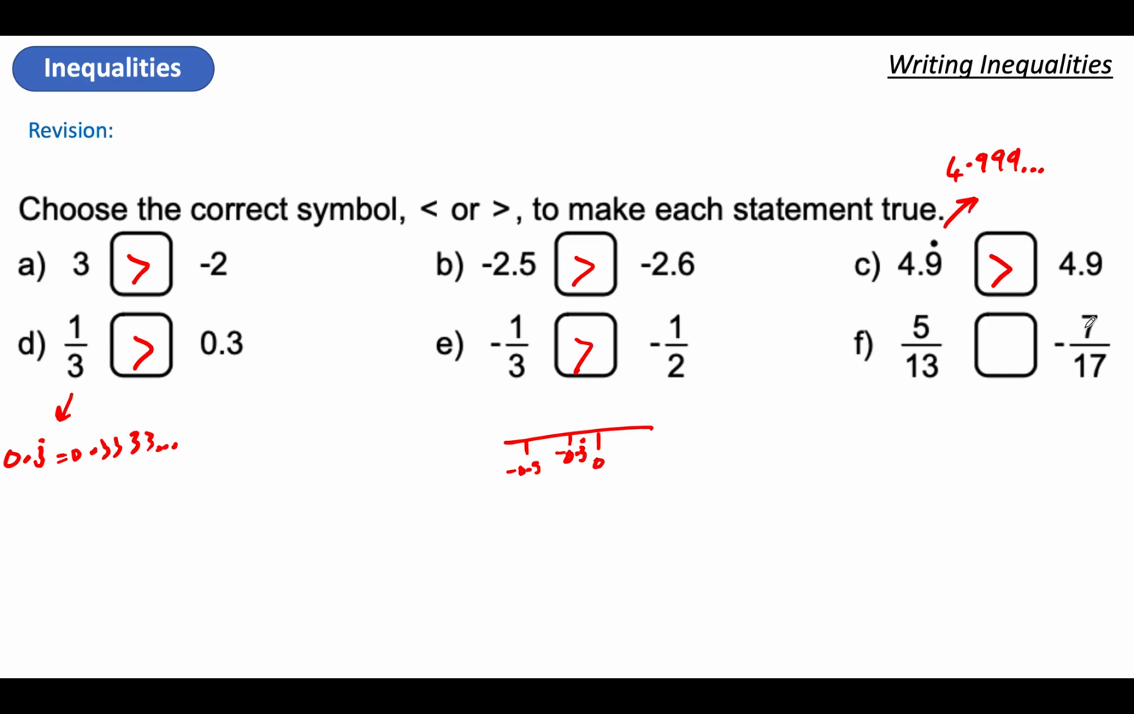5/13 and negative 7. Did you notice the negative in there? Yeah. And a positive's always going to be bigger than a negative. It's greater. All of those are actually greater than symbols.